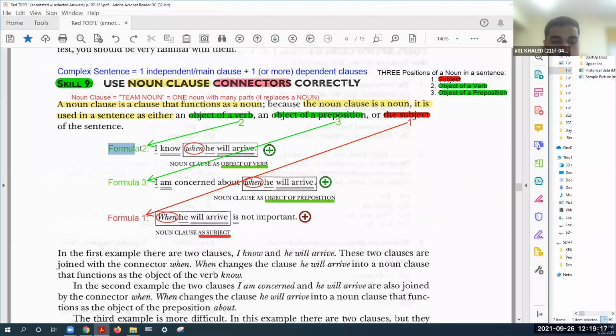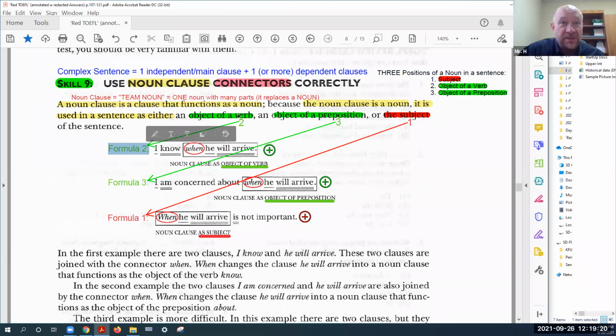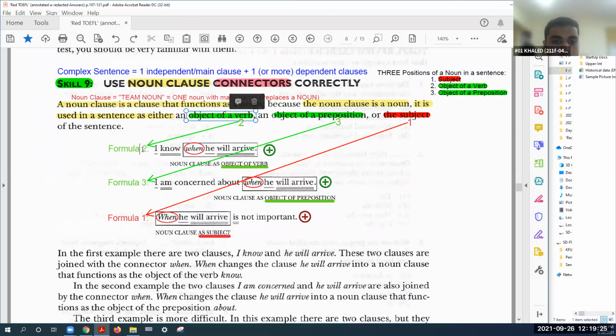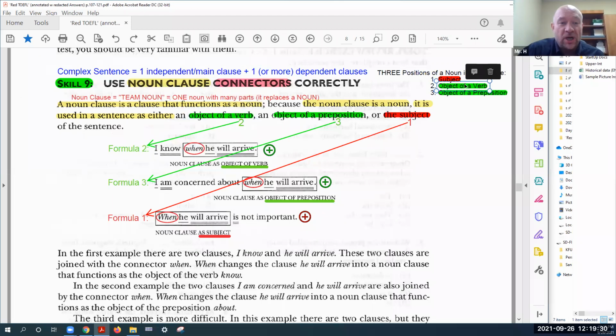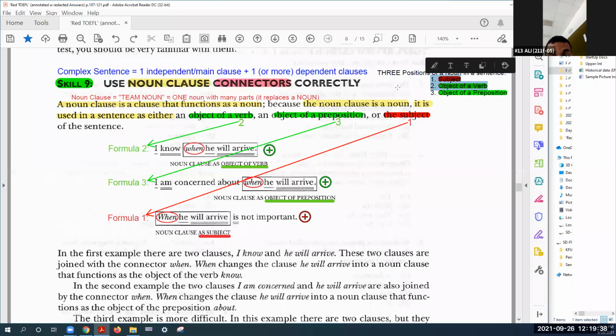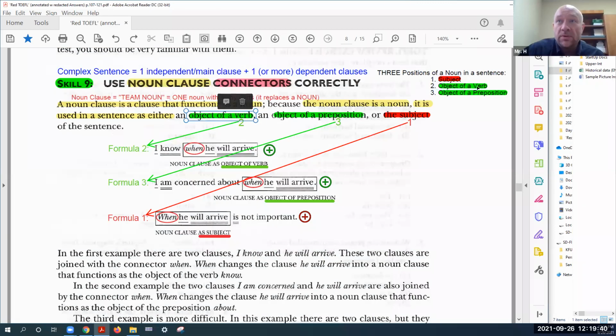Yes. This is Formula 2. Why is this one Formula 2? What's the reason? You begin with the object. What is the second position? Gentlemen, what is the second position of a noun? There are 3 positions of a noun in a sentence. What is position number 2, gentlemen? Object of a verb. Formula 2, position 2, object of a verb.